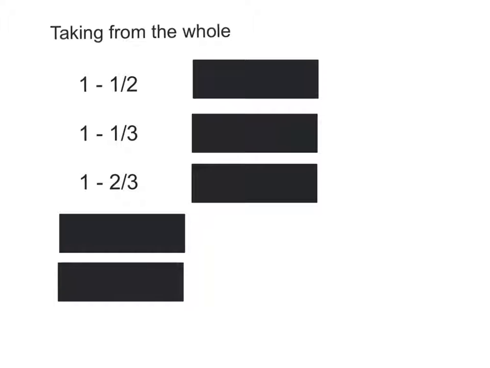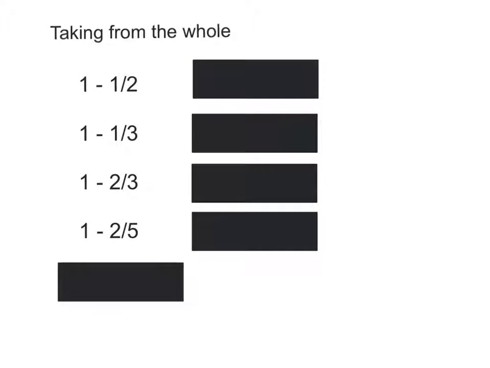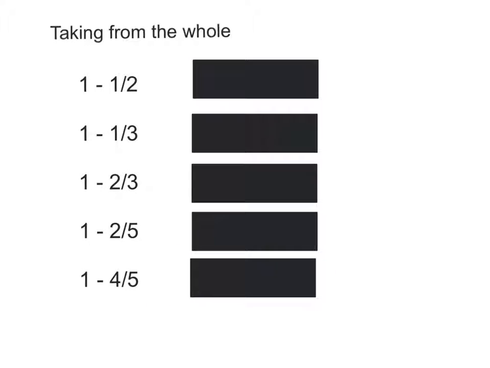If I have 1 and I take 1/2 away, what's left? 1/2. Good. If I have 1 whole and I take away 1/3, what do I have left? 2/3. Good. If I have 1 and I take away 2/3, what do I have left? 1/3. If I have 1 and I take away 2/5, what do I have left? 3/5. Good. Okay, the last one. If I have 1 and I take away 4/5, what do I have left? 1/5. Good.